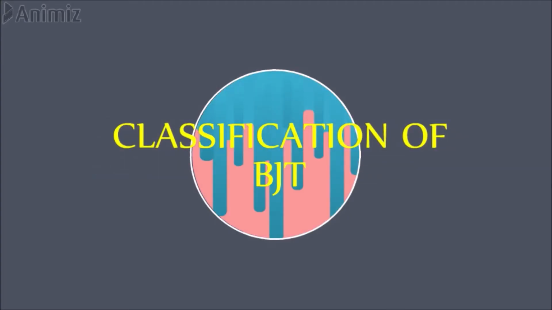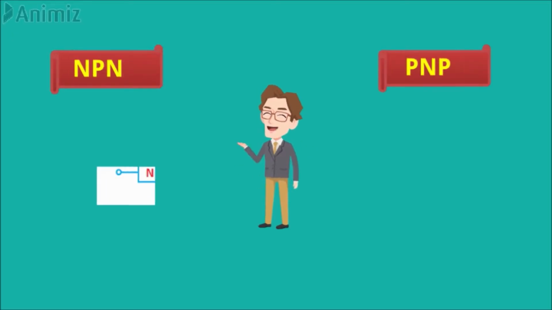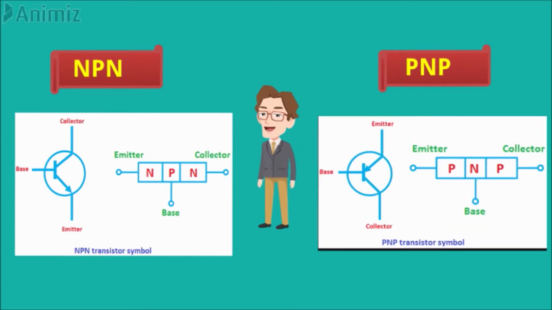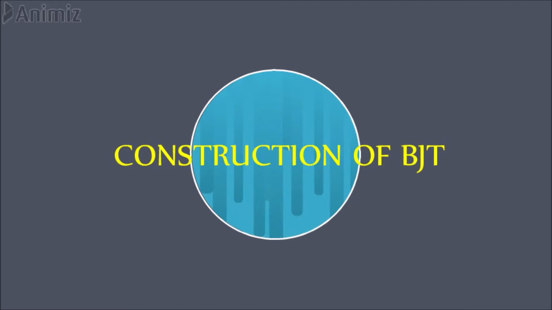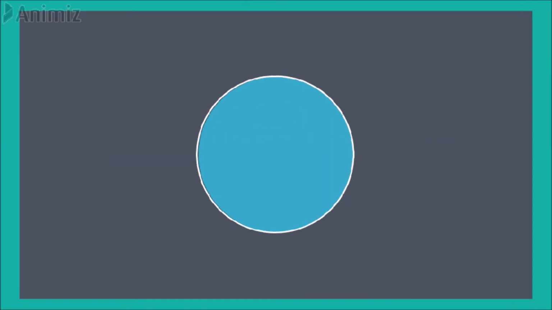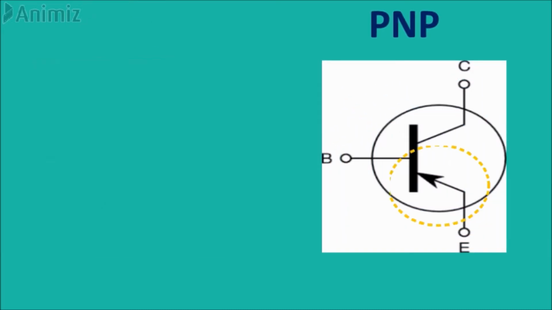Let's now move to the classification of BJT. BJT consists of two types. First is NPN. Second is PNP. Next, we move to the construction of BJT. In NPN, we can see the arrow is pointing out, while in PNP, the arrow is pointing in.